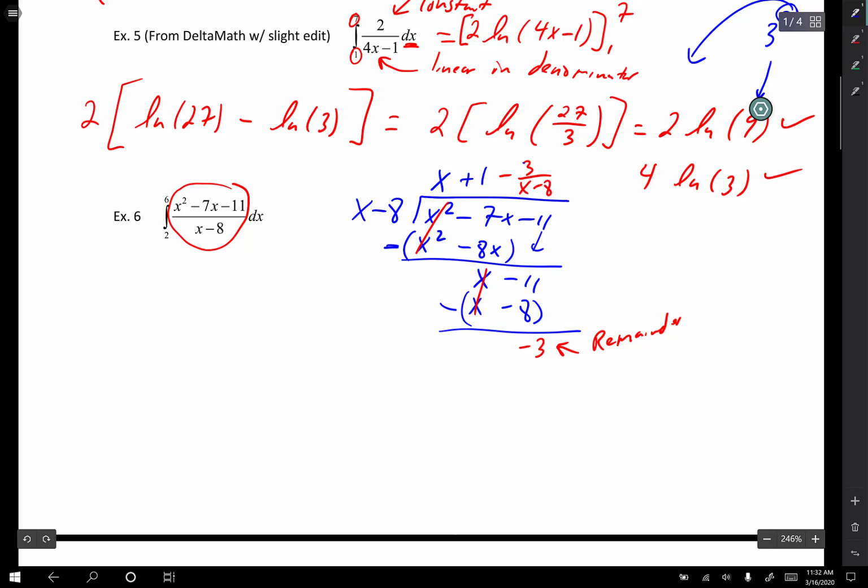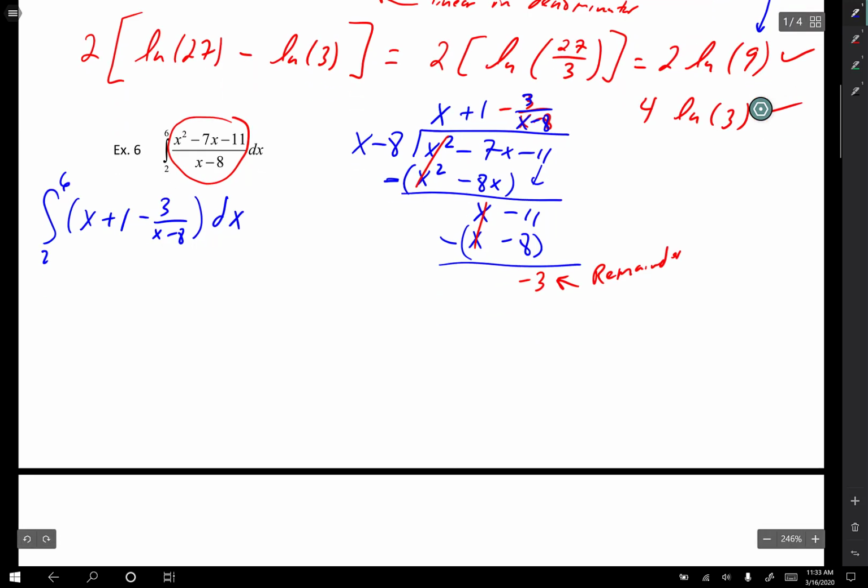And I guess I should have done it in blue. My bad, guys. So now this integral here turns to this: 2 to 6, x plus 1 minus 3 over x minus 8 dx. Now let's see if it turned easier or not. It looks like it did turn easier, guys. I'm going to put an equal sign. Antiderivative of x is x squared over 2. Antiderivative of 1 is x. And then antiderivative of this guy right here, that's an ln.